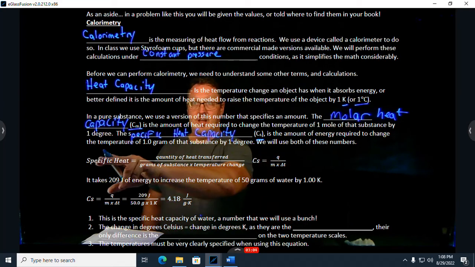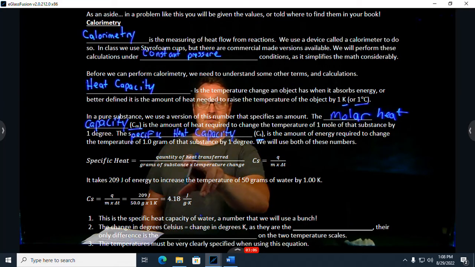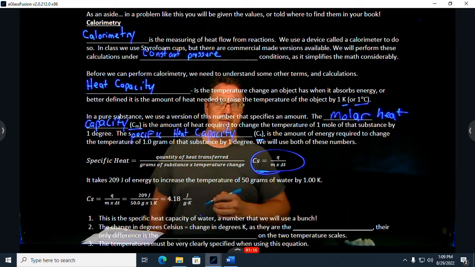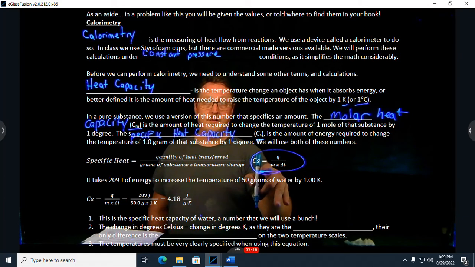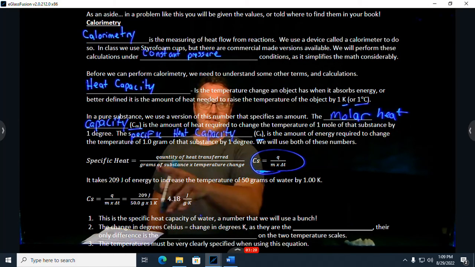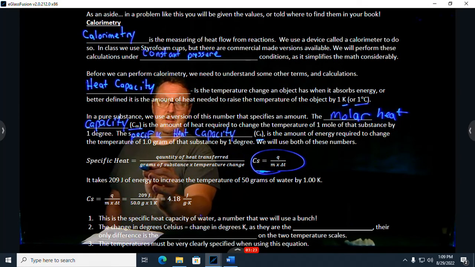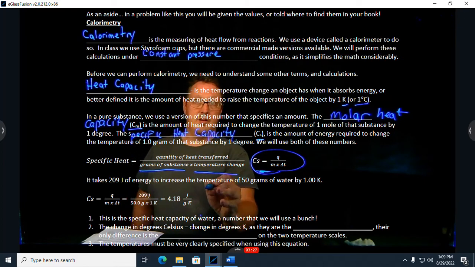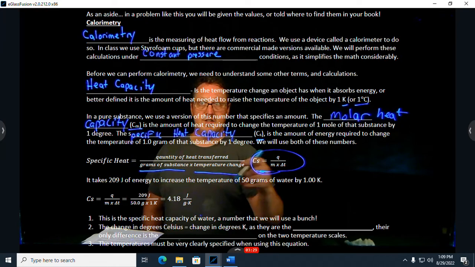So specific heat equals the quantity of heat transferred divided by the grams of the substance times the temperature change. And so we could write that as C_s is going to equal q divided by m times ΔT. Okay, so grams of substance, that's mass, right here. So I didn't really define these anywhere but right here, but they are there, okay? And so this is delta T, change in temperature.